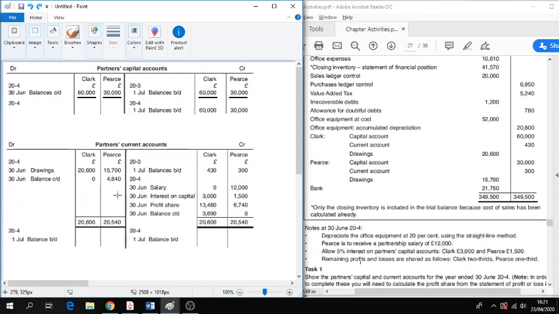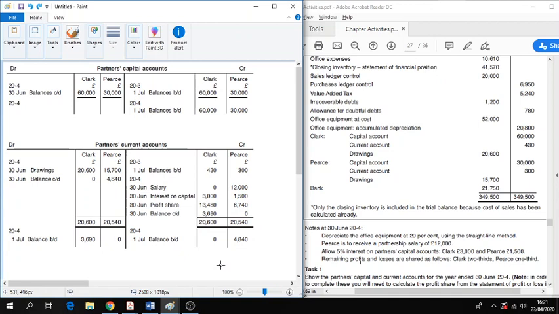Looking at Pierce, this side looks there to be more, so we add up 2540, take it across, difference above. This is your carry down for Pierce, and this is your carry down for Clark, and their respective balance brought downs should appear. There we are. Okay, so you've got carry down, brought down, carry down, brought down.